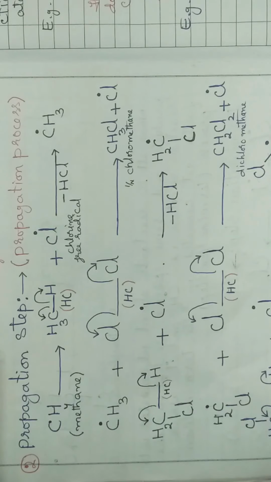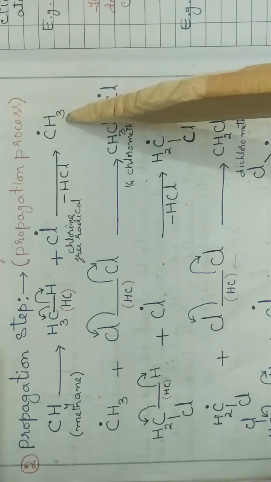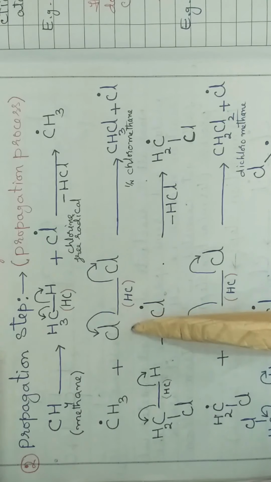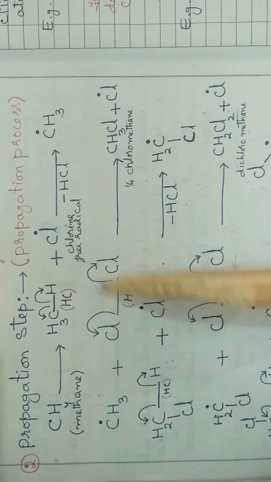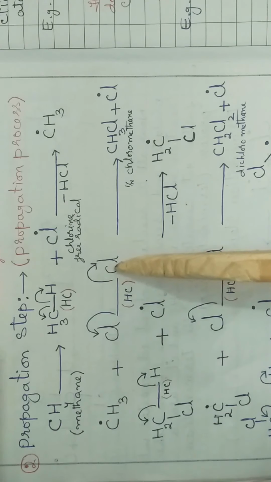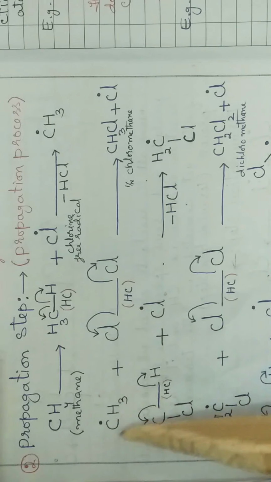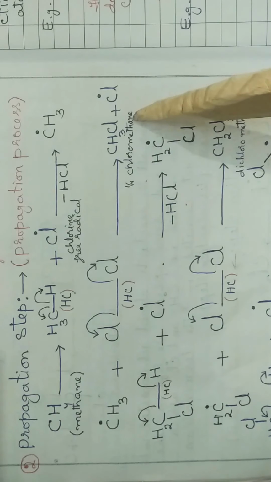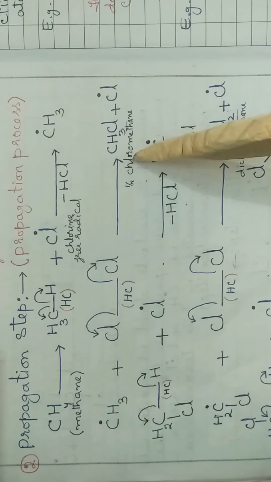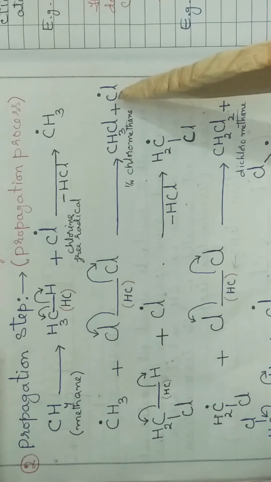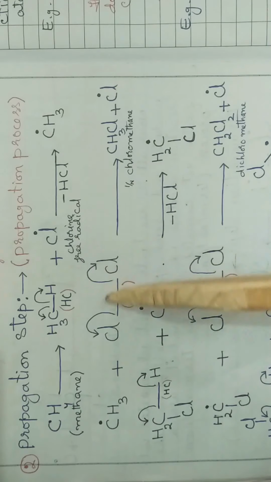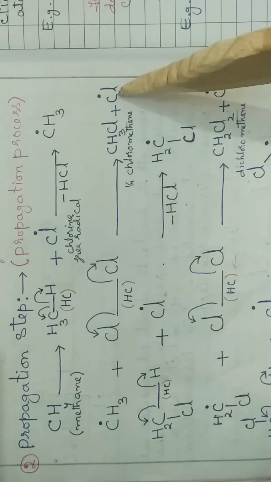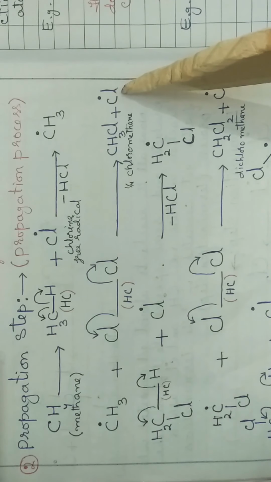Dear students, you see what happens next. This CH3 free radical combines with a fresh unit of chlorine. This chlorine unit undergoes homolytic cleavage, forming two fresh free radicals. One of the free radicals among these two combines with the CH3 free radical and forms CH3Cl, that is chloromethane, IUPAC name, or you can say methyl chloride, and a Cl free radical.